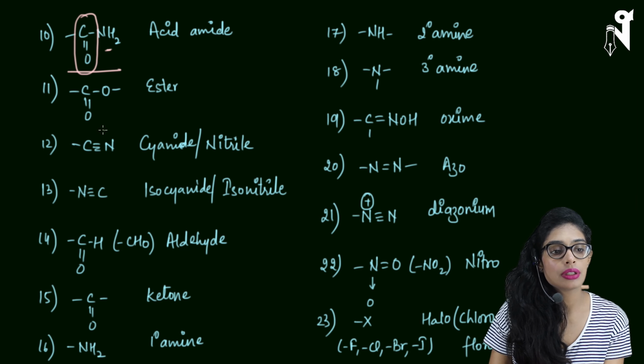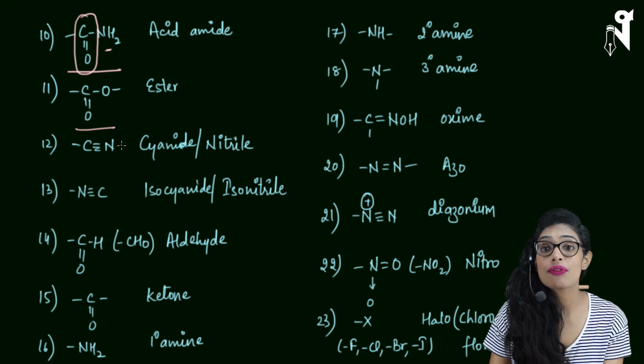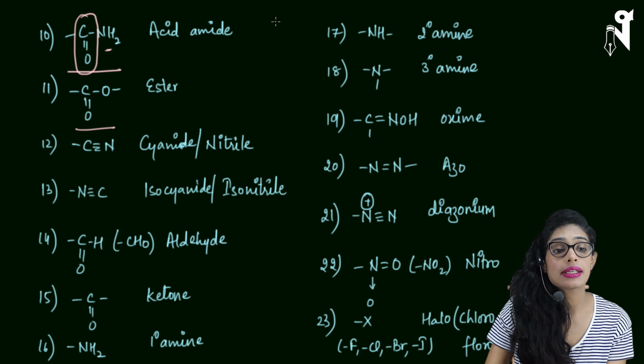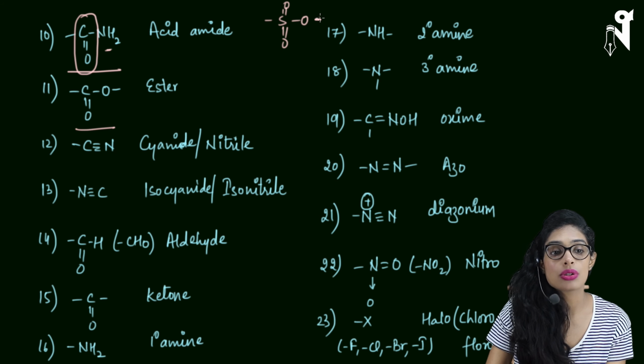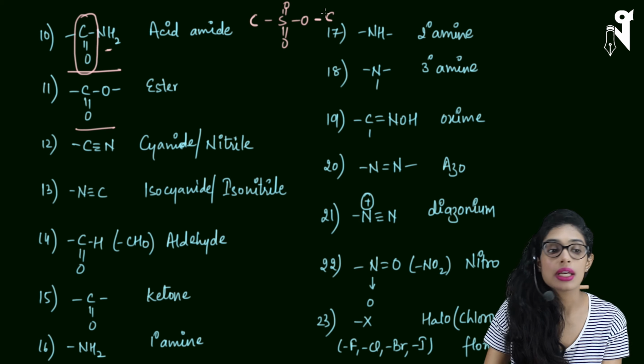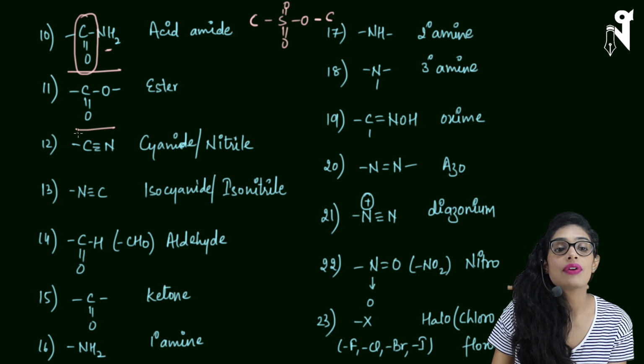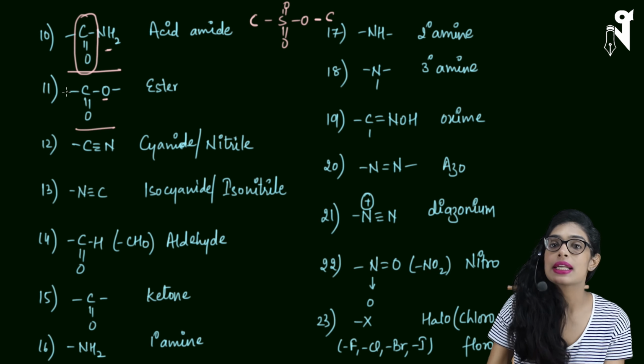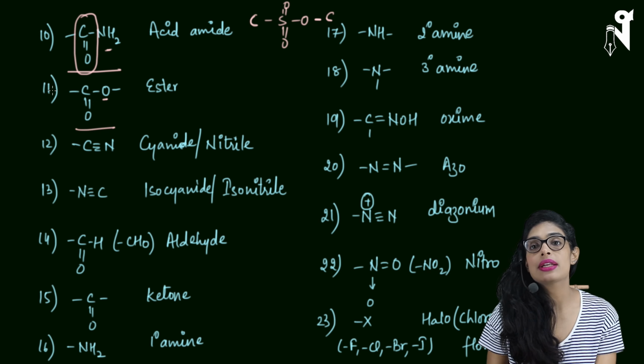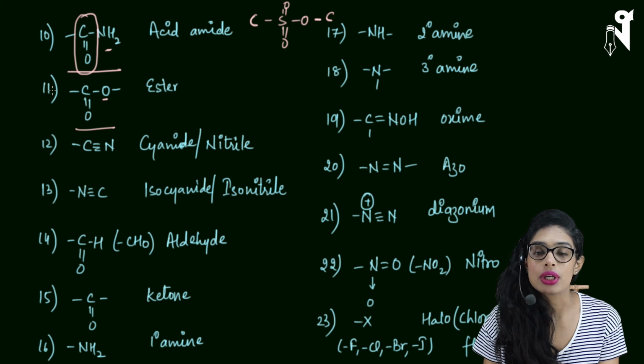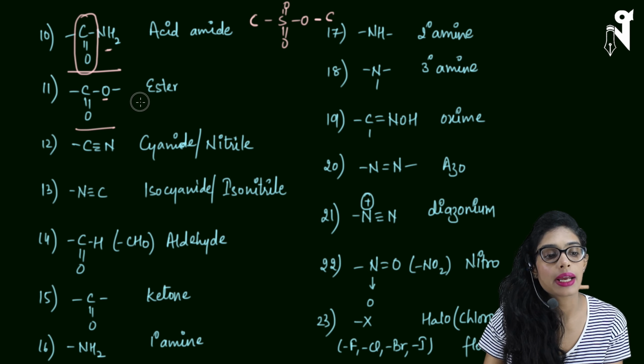Next is ester. We had seen sulfonate ester where we had S double bond O, single bond O, and a bond. So here it was connecting to one chain, and here also it was connecting to another chain. Similarly, we have a normal ester. Normal ester is C double bond O, single bond O. Carbon is connected to one chain at one end, and oxygen is connected to another chain on the other end. So this is called ester.